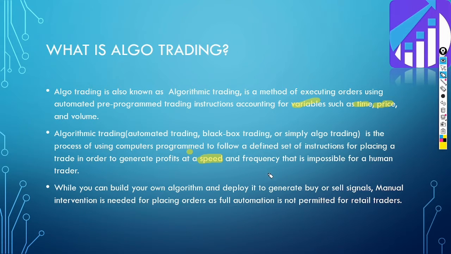Obviously humans, if humans place that order, they are prone to make errors. So when humans place orders, they will be prone to errors. But when computers place orders, they do it very efficiently, which is impossible for a human trader to do. So that is what algo trading is in very simple terms.